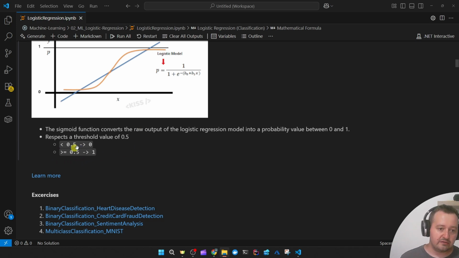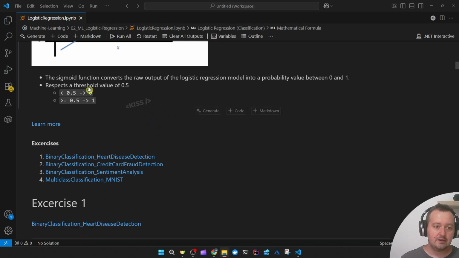There's then, by default, a threshold of 0.5. If it's smaller than 0.5, it's going to predict that it's unlikely to be part of that category or class. If it's equal or more than 0.5, it's going to tilt towards, the probability is going to be that it belongs to that class. So the sigmoid function converts the raw continuous output value into a probability value between 0 and 1.